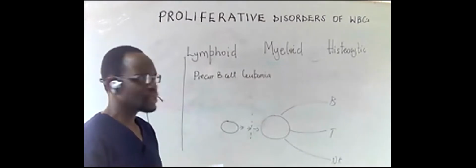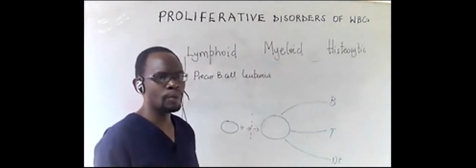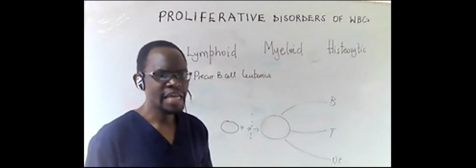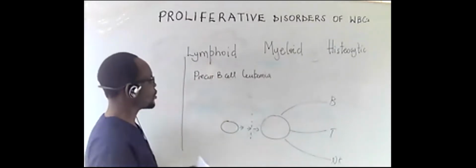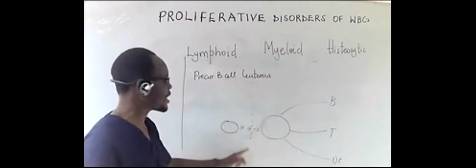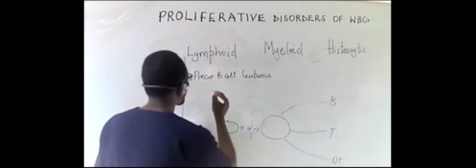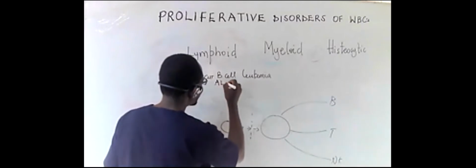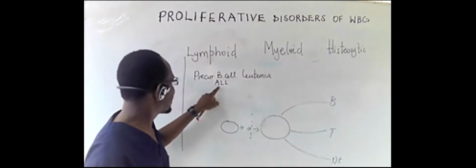Now I want to ask, is this precursor B cell leukemia acute or chronic? From what we were talking about, is it acute or chronic? Yes, it would be acute, because it basically arrested at this point. So that is where you have what we call acute lymphoblastic leukemias. That's why you have acute lymphoblastic leukemia.